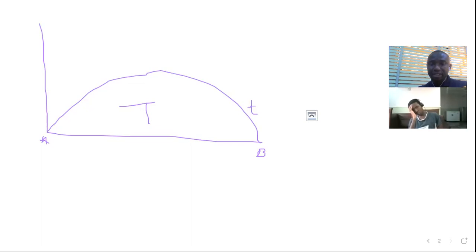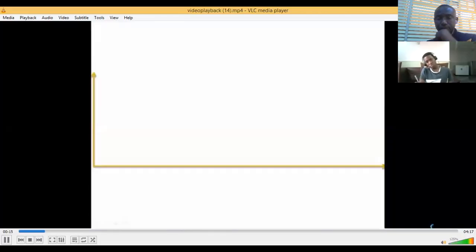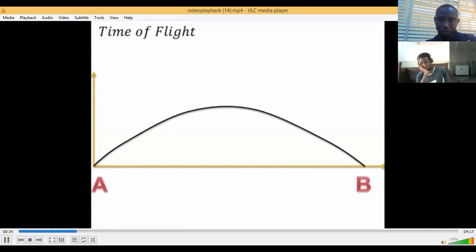With that now, let's see how it can be derived, and derive their expressions. First, let us get familiar with the meaning of these terms. When any particle is projected from point A to point B such that it performs projectile motion, then the time taken in going from A to B is called the time of flight.